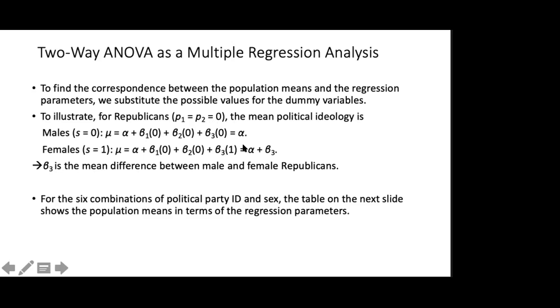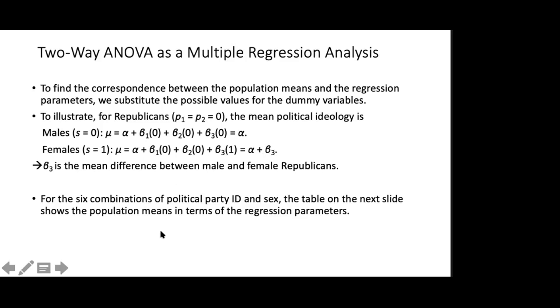So that means that alpha, our intercept, is in this case, if we code our categorical predictors like that, just the mean political ideology for Republican males, right? For Republican females, again here S is 1, so the mean ideology is alpha plus beta 3. So that means beta 3 in this case indicates a difference in mean ideology between male and female Republicans.